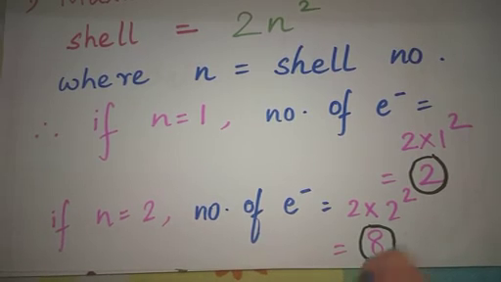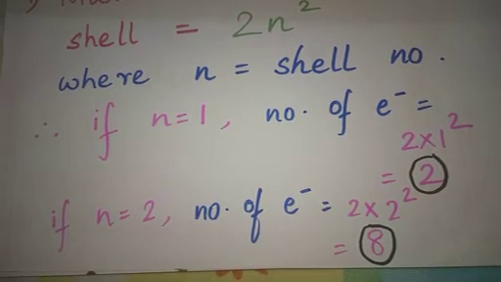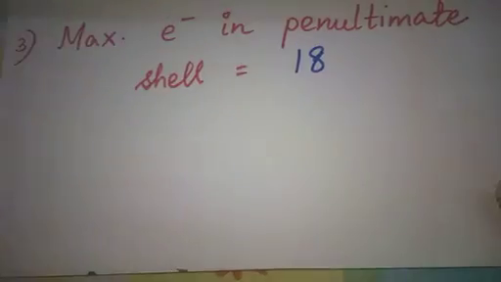So it will be 2 into 3 square. So 3 square is actually 9. So 9 into 2, that brings you to 18. So maximum 18 electrons in the third shell. This is how it goes. So that's all about my first law, I can tell you.